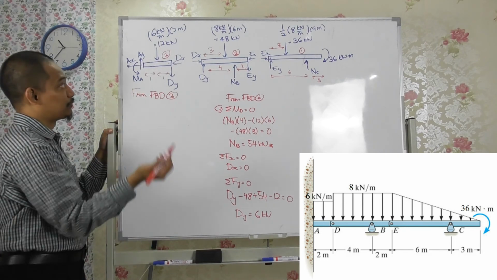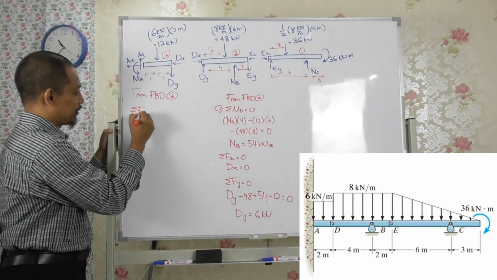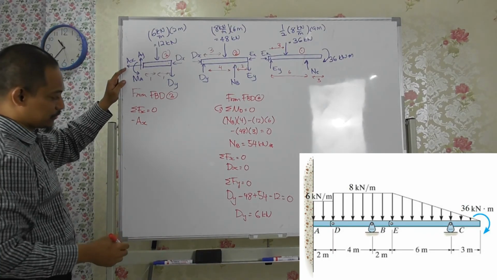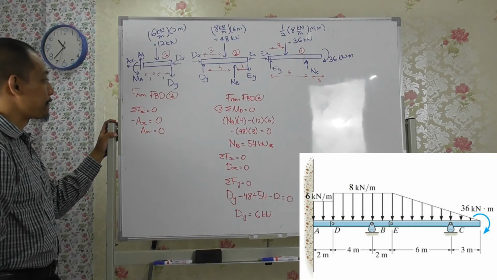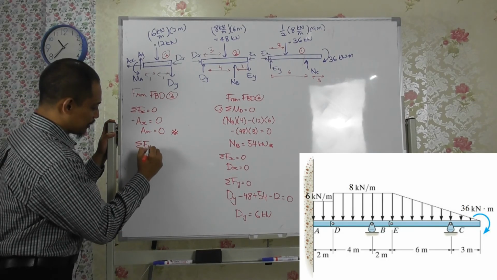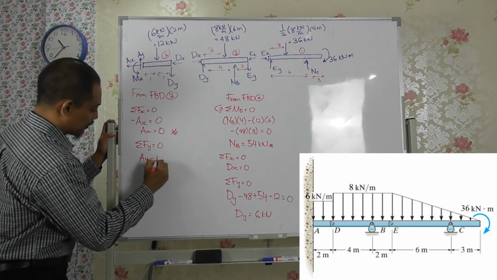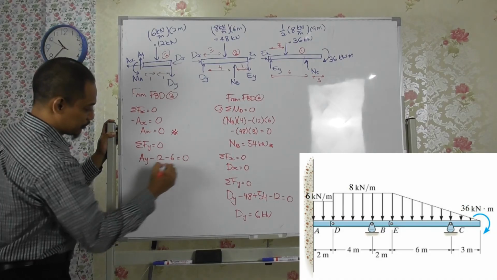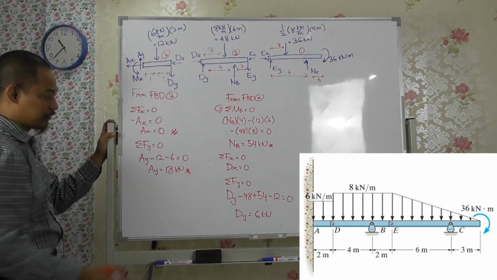So what do I need to do? Of course, I have this one already. So if I do summation of Fx equal to 0, then I have minus Ax. Dx is what? Dx is 0. So Ax is actually equal to 0. That's one of the answers, right? And then summation of Fy equal to 0, you have Ay, and then minus 12, and then minus Dy, minus 6 equal to 0, right? So Ay equal to 18 kilonewton, one of the answers.